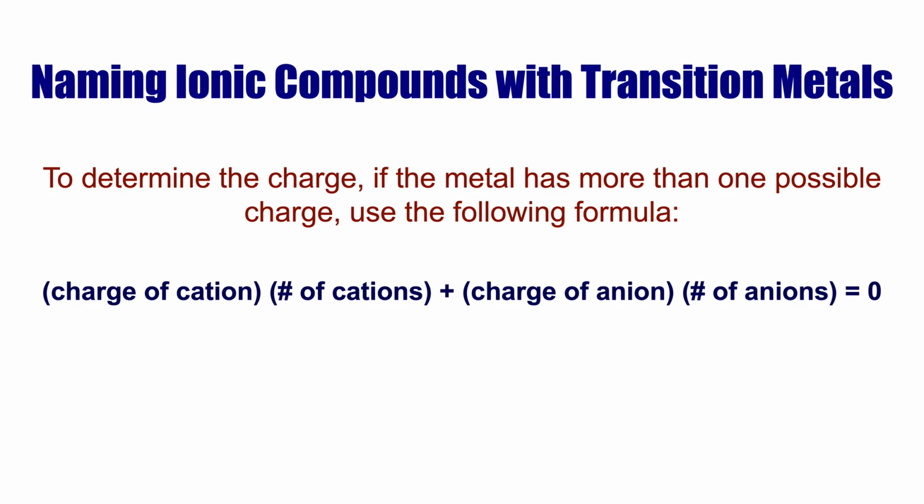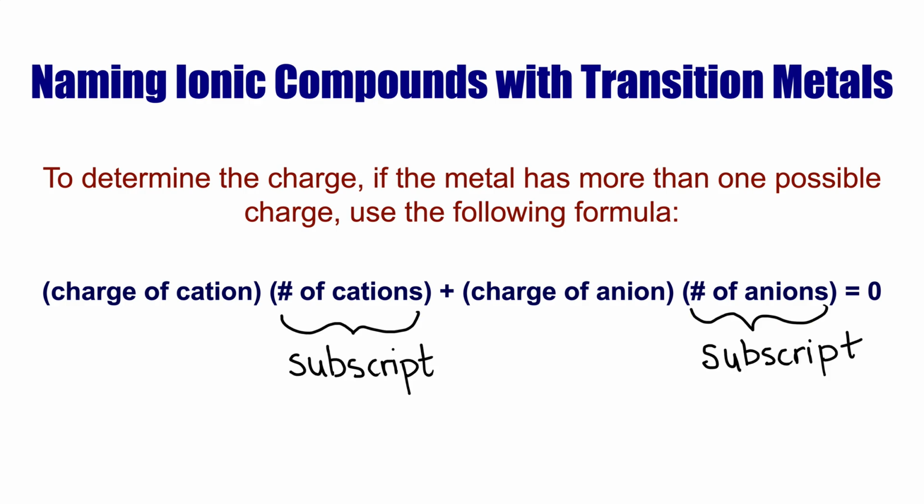What I'm going to do is take the charge of the cation and multiply it by the number of cations in that formula unit. And then I'm going to add the charge of the anion multiplied by the number of anions in that formula unit. And I'm always going to set it equal to 0. For that number of cations, number of anions part, think about it that you're looking just for the subscript in the formula unit for that part.